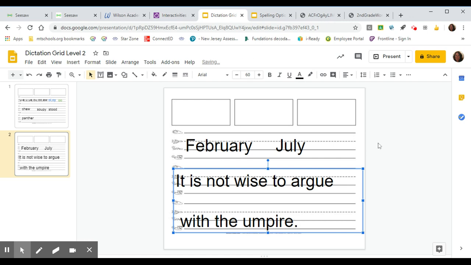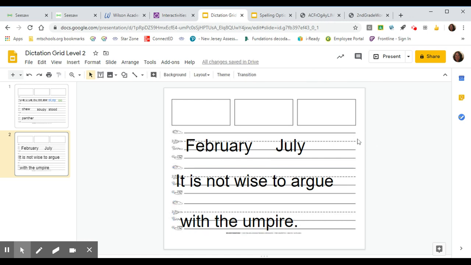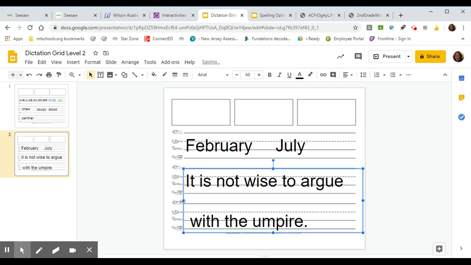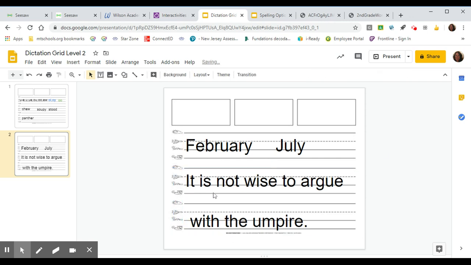Now make sure that you have each and every word. That's our first step to checking and proofreading our work. Do you have each and every word? It is not wise to argue with the umpire. We have each word. Now we're going to check for capitalization and punctuation. So, did you begin with a capital I? Did you end with a period? Now I'm telling you something, and that's why it would need a period.